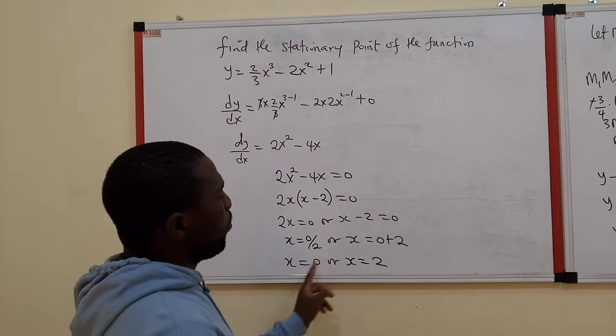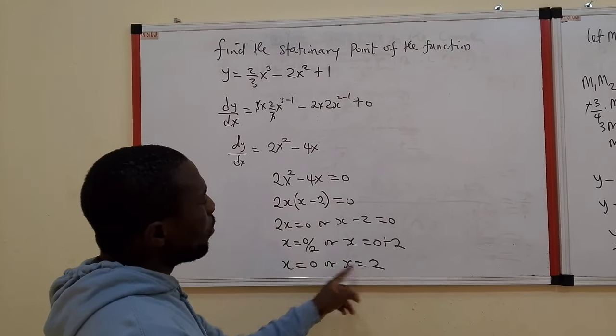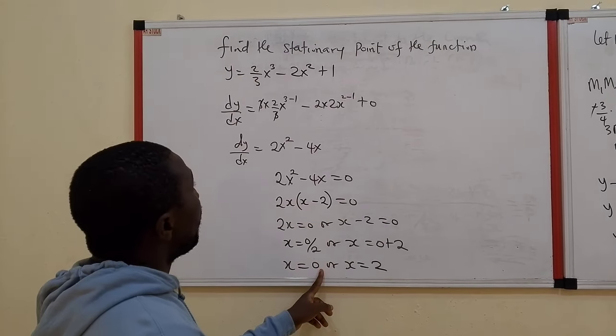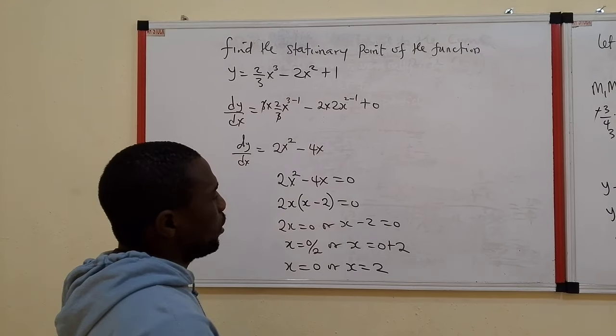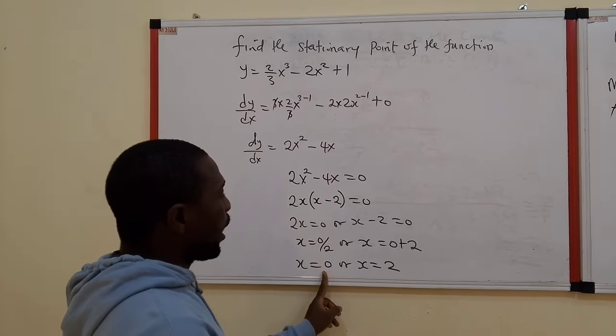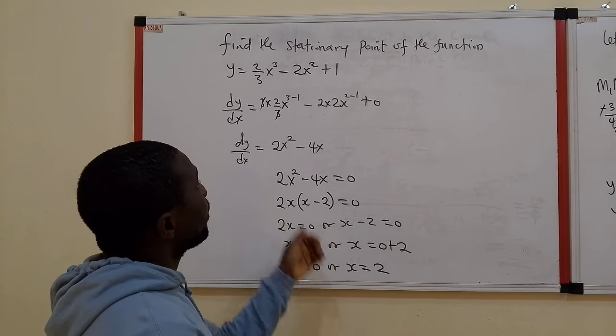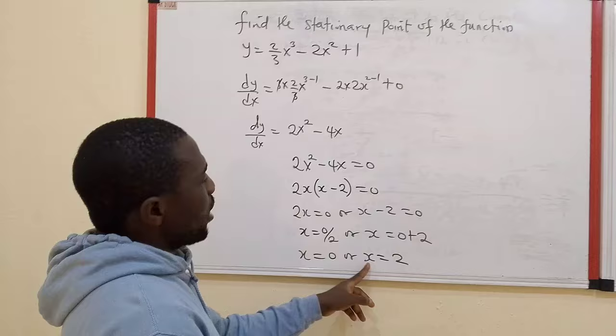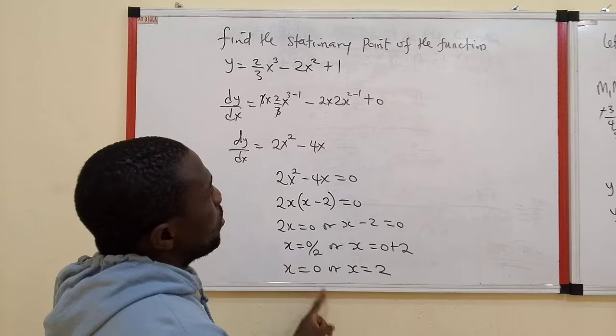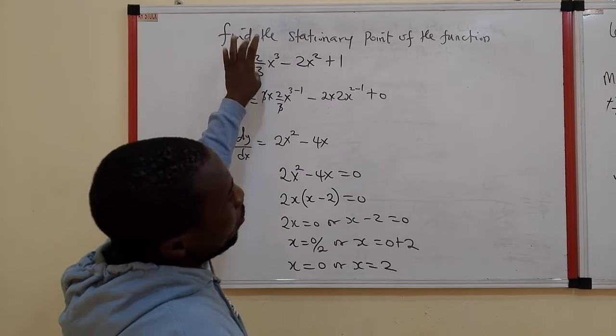These are the points where the function will be stationary. At the point where x equals 2, that function will be stationary. At the point where x equals 2 and where x equals 0, this function will be stationary.